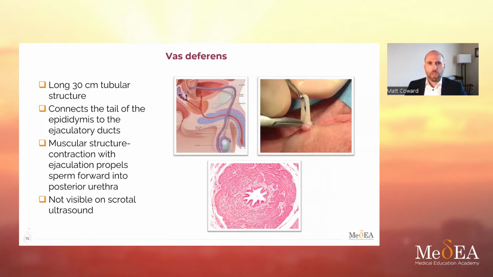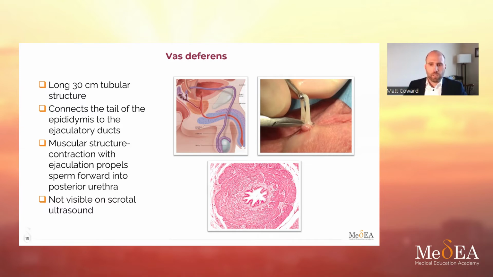Once the sperm leaves the epididymis, it moves into the vas deferens. First, the convoluted portion of the vas deferens, and then the straight portion. This is a long 30-centimeter tubular structure which connects the tail of the epididymis all the way to the ejaculatory ducts. It's a muscular structure. Contraction with ejaculation propels the sperm forward into the posterior urethra.